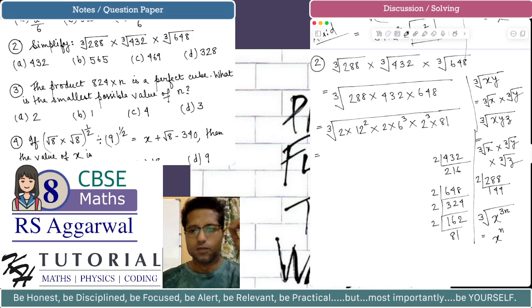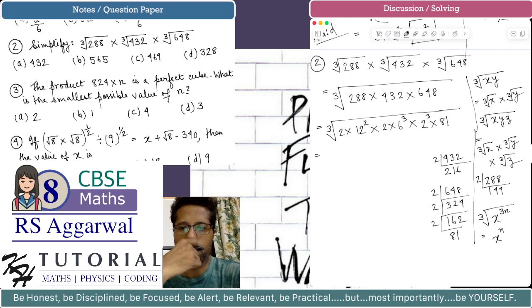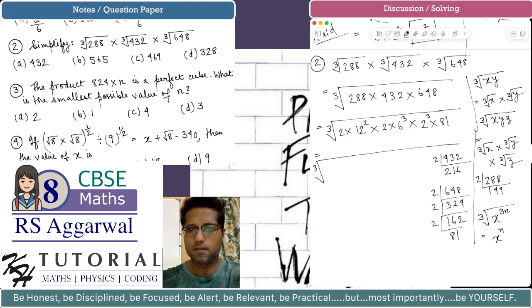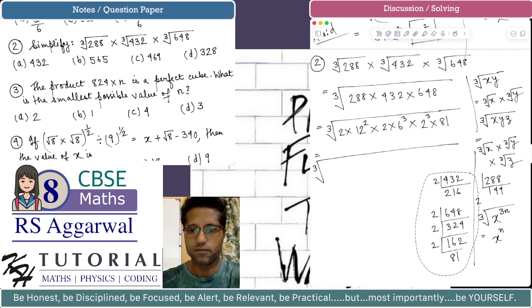Now we have to form powers of 3. Now 81 is 9 square. We need another 9. Where can we get another 9? 3. Okay, I see. So this is equal to cube root of. Sorry for my really clumsy solution. I'm really sorry for that.